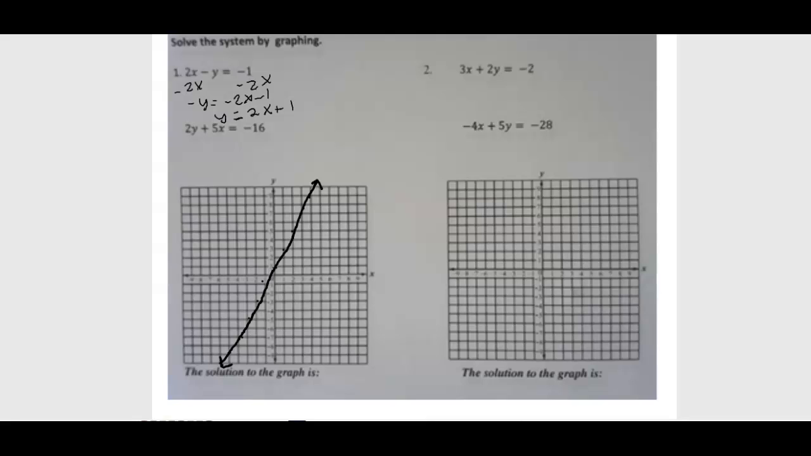For line 2, going to solve for y. So you get y equals -5x minus 8. So my y-intercept is -8. And then my slope is -5 over 2. So we're going to go in reverse and go up 5 and left 2.